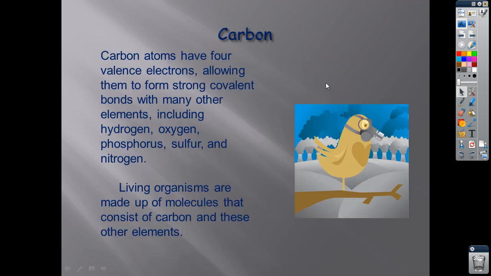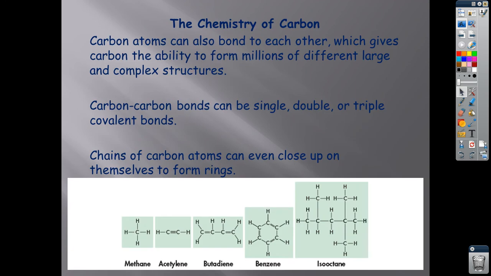being the molecules of life. Now, because of that, living organisms are made up of molecules that are always going to consist of carbon and these other elements. So carbon atoms are very particular because carbon has 4 valence electrons. Now, what does that mean? Why is that important? It's important simply because it allows carbon to form strong covalent bonds with the other elements.